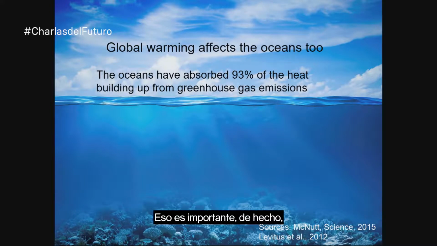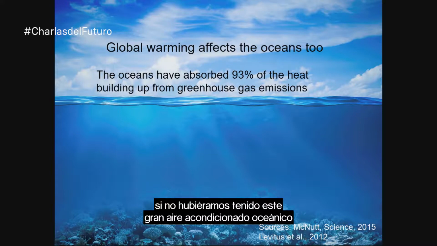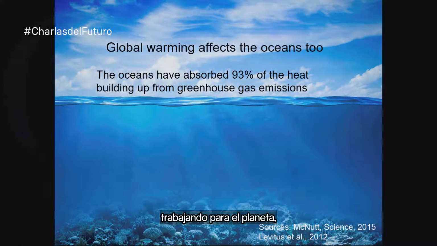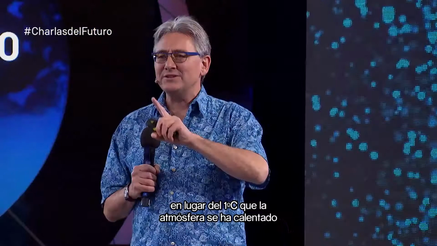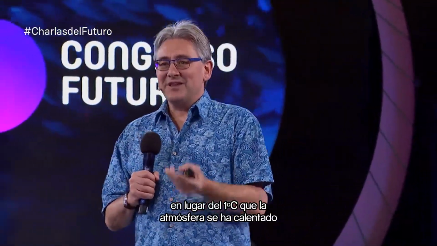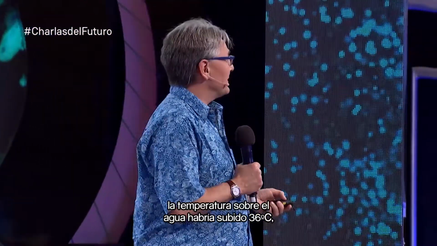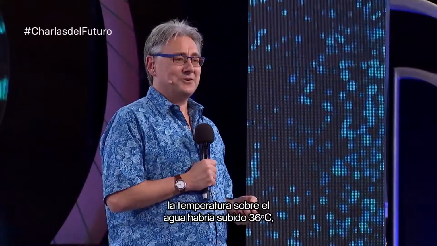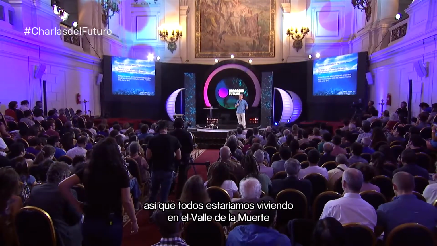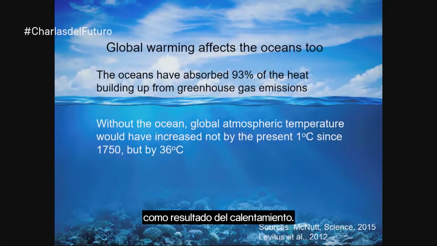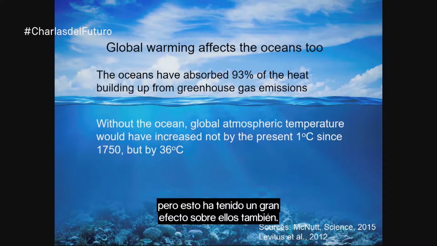Now, that's important. In fact, if you had not had this great ocean air conditioner working for the planet, instead of the 1 degree centigrade or so that the atmosphere has warmed up since the beginning of the Industrial Revolution, the temperature above water would have gone up by 36 degrees centigrade. So we'd all be living in Death Valley almost as a result of warming to date. So the oceans have ameliorated our climate, but that has had a big effect on them as well.